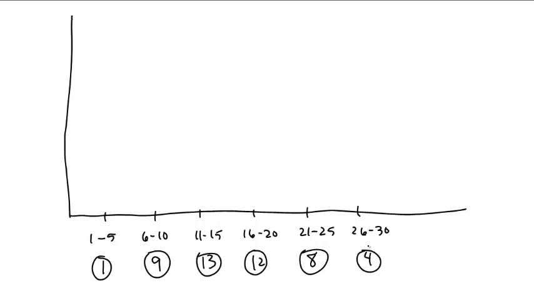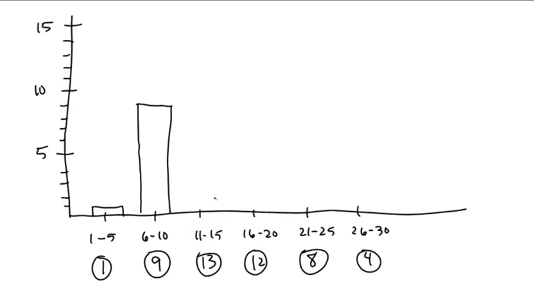So it kind of helps to figure out what your numbers are first, so you can figure out how high to go. The biggest one is going to be 13, so maybe we can go 5, 10, 15. And then for 1 we go 1, 2, 3, 4. And so for 1 we have a bar that is 1 high. And for 9 we have a bar that is 9 high. And for 13 we go all the way up to 13. This would be a great time for graph paper.